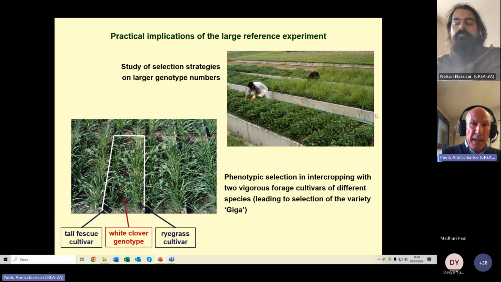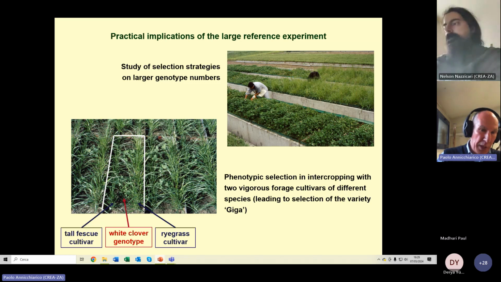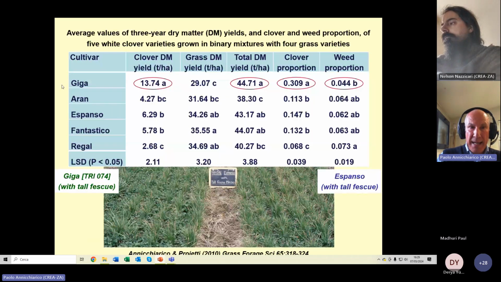Now, the practical implications of the large reference experiment I talked about were, okay, first additional studies, but then this is the way we selected white clover here. So it was in a mixed stand using two vigorous varieties from different species. And this led to selecting the variety Giga. And indeed, Giga represented a big progress for competitive ability with grasses compared to other material.